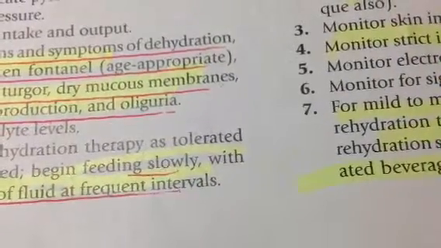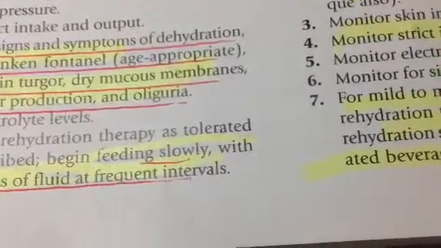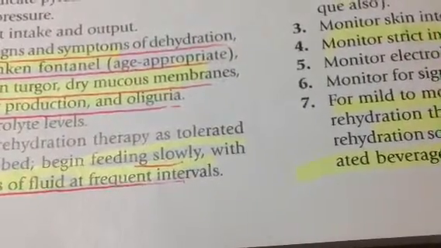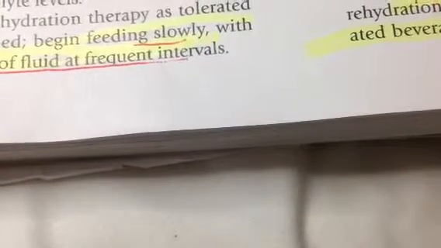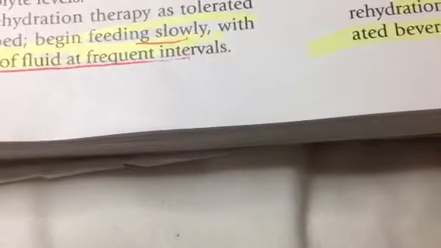Interventions for diarrhea. Monitor character, amount, and frequency of diarrhea. Provide enteric isolation as required. Instruct the parent in effective hand washing technique. Children should be taught this technique also. Monitor skin integrity. Monitor strict intake and output by weighing the diaper before and weighing it after. Monitor electrolyte levels. Monitor for signs and symptoms of dehydration.